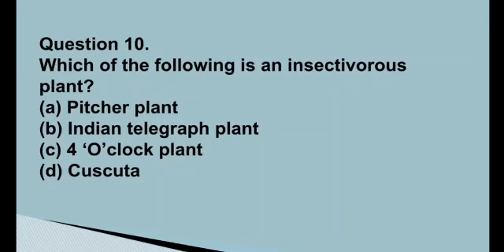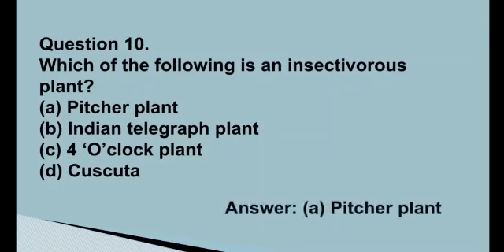So churn your brain, lick your mind. If you have seen the previous part of the video, you can select the correct answer because I have given you lots of examples of the insectivorous plant. So here the correct answer will be the pitcher plant. Option A is the correct answer.